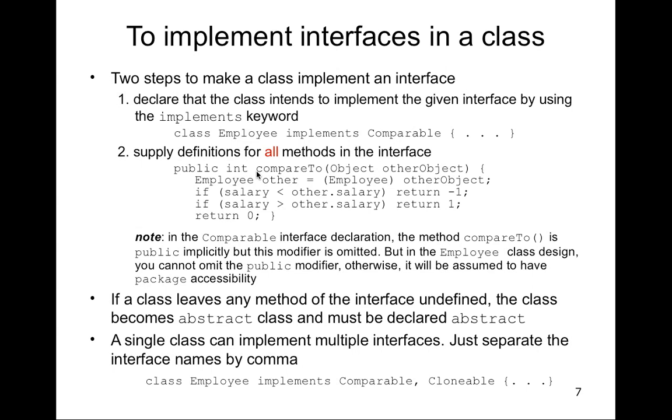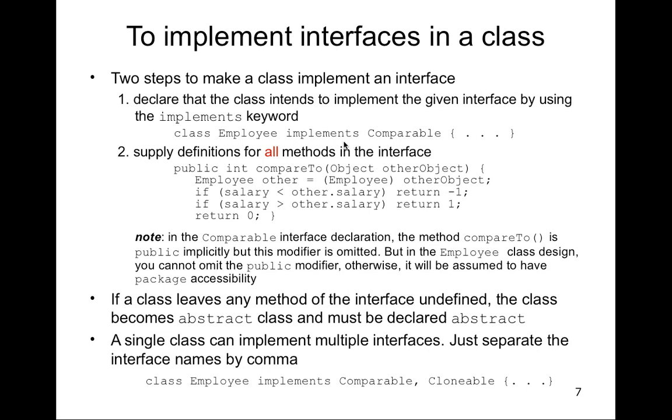But in the employee class design, you cannot omit the public modifier, otherwise it will assume it is package accessible. So for package protection purposes, you'd probably want to put it in. You'll see it this way: implements something. It's a lot clearer, actually, to not implement all of the different interface methods, but just to implement the interface in terms of the class declaration.